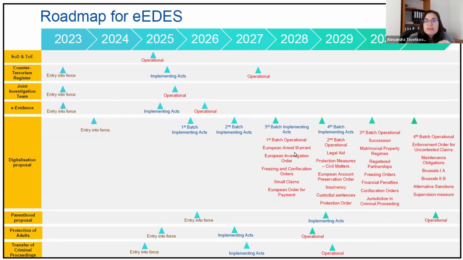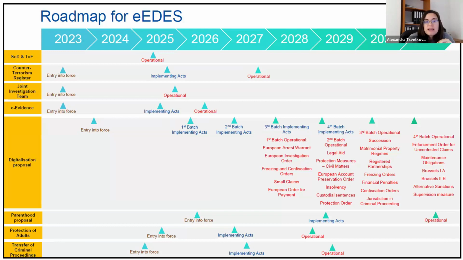regulation. And you can see that the sending and receiving of EIOs via electronic means will become mandatory as of 2028. And by then, all the member states should either decide whether to use the reference implementation software, the eEDES system, or develop their own solutions. As I said, most of them have already opted for the use of the eEDES system.